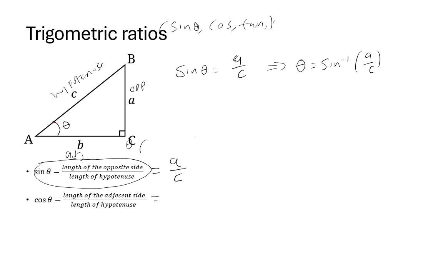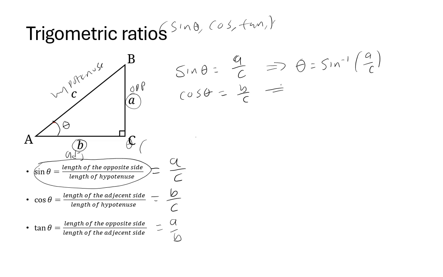The cos theta is just adjacent over hypotenuse. So this adjacent is B over C. And tan theta is equal to opposite over adjacent, that is A over B. So if you have cos theta equal to B over C, then theta is equal to cos inverse of B over C. And if you have tan theta equal to A over B, this implies that theta is equal to tan inverse of A over B.